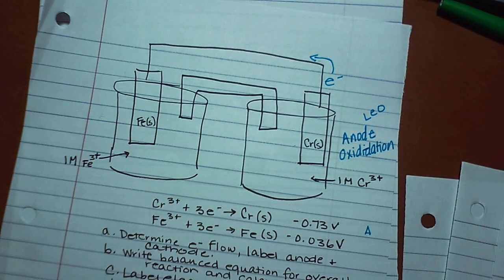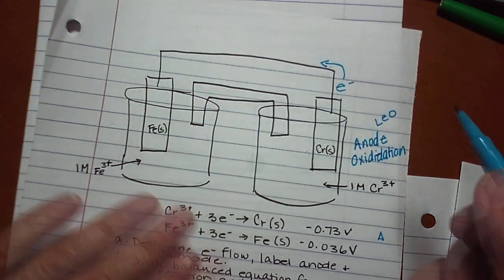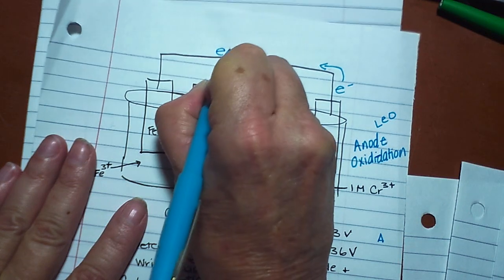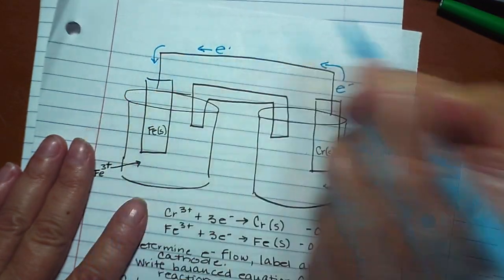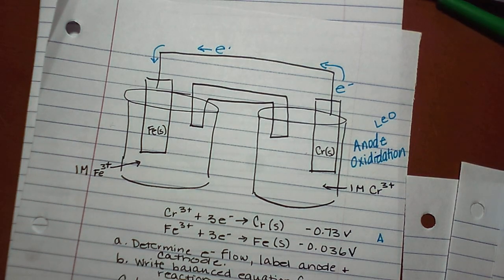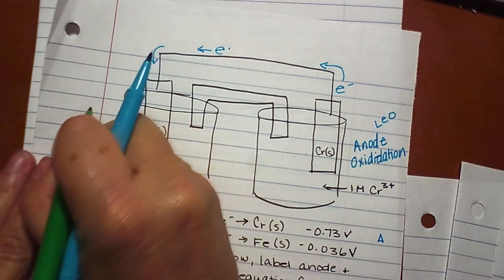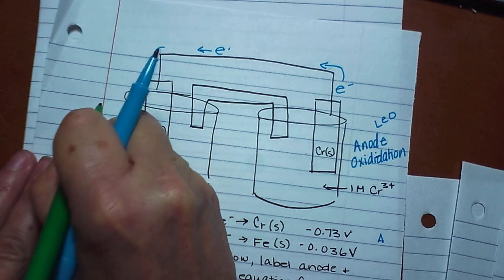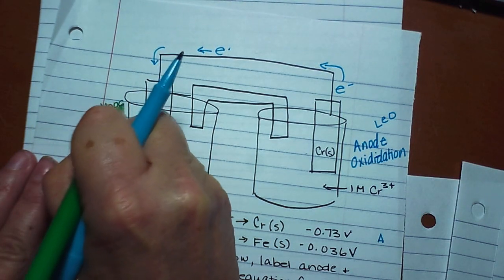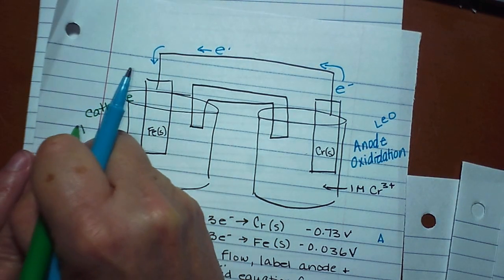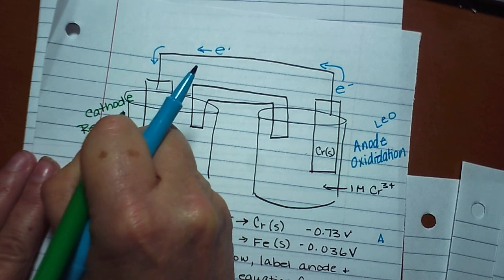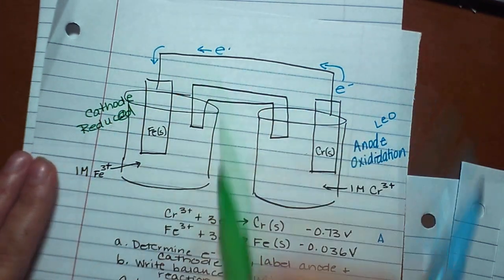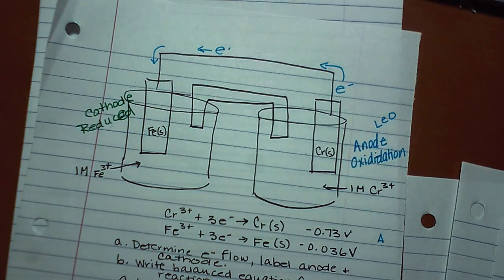All right, the song, right? We start at the anode, electrons are lost there. Okay, so here come my electrons. This is the direction of my electrons. Okay, that means over on this side, this must be the cathode, and it is being reduced. Okay? All right. We're doing great.